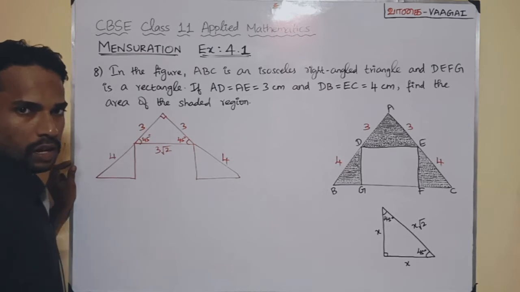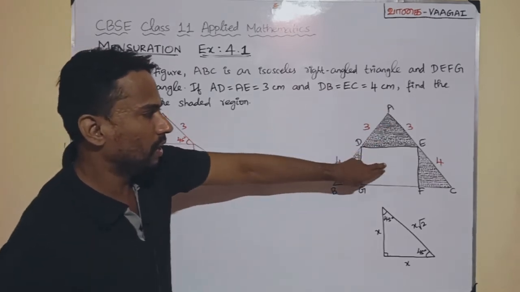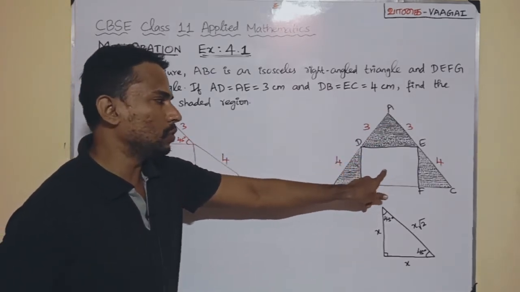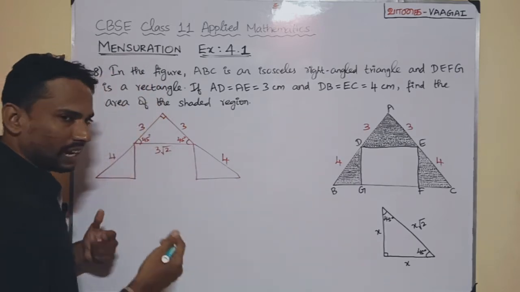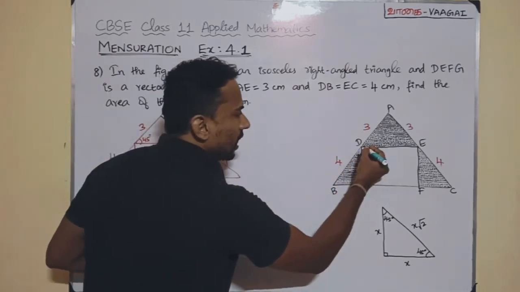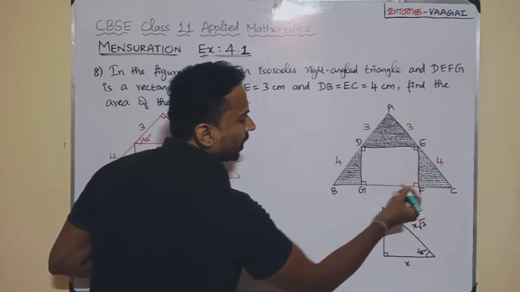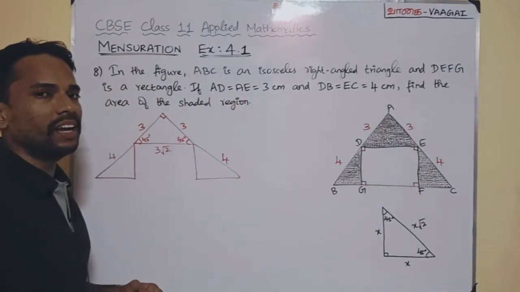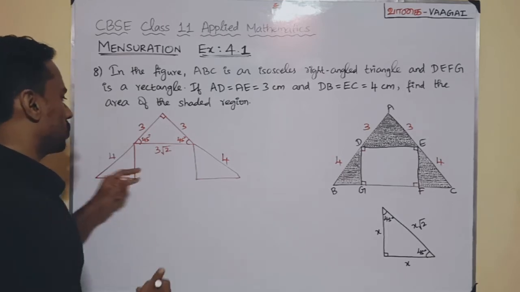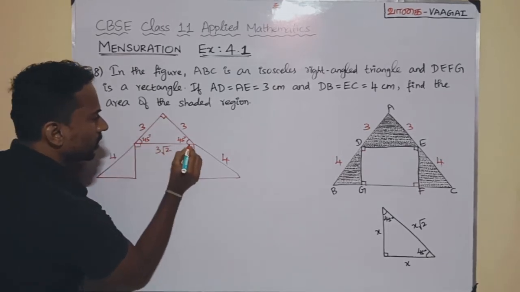Now what shape do we have at the bottom middle? In this position we have a rectangle, and if it is a rectangle, it is very clear that these angles are going to be 90 degrees. Correct? All four interior angles of that rectangle are clearly right angles, 90 degrees. So that means this is also going to be 90 degrees.